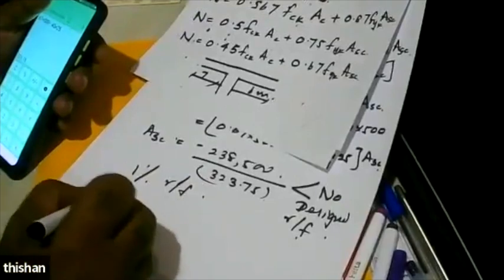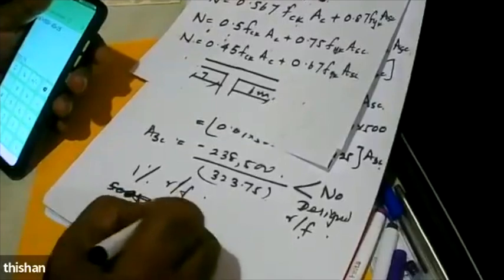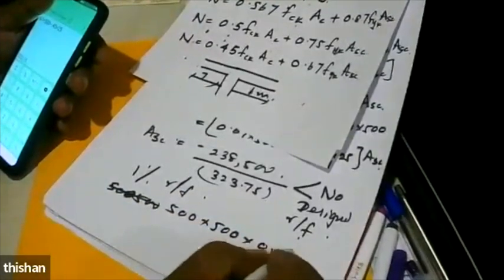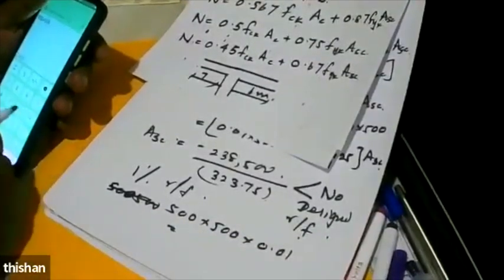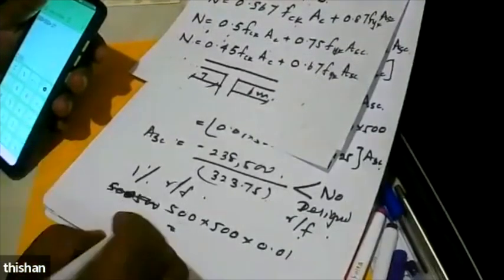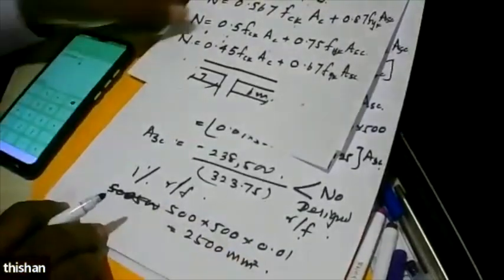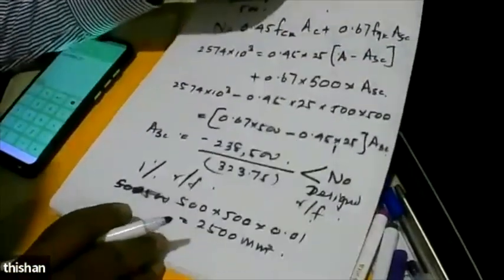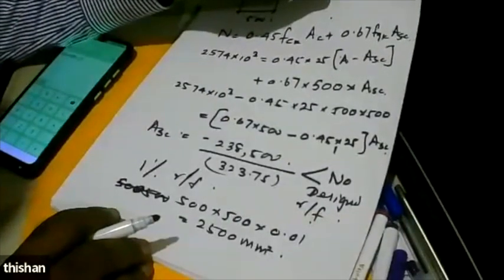That means 500 into 500 into 0.01. So I get 2500 millimeter squared of reinforcement. So, the amount of reinforcement, I'm providing 1% reinforcement because that's a heavily loaded column, because we are designing a column in the 10-story building.